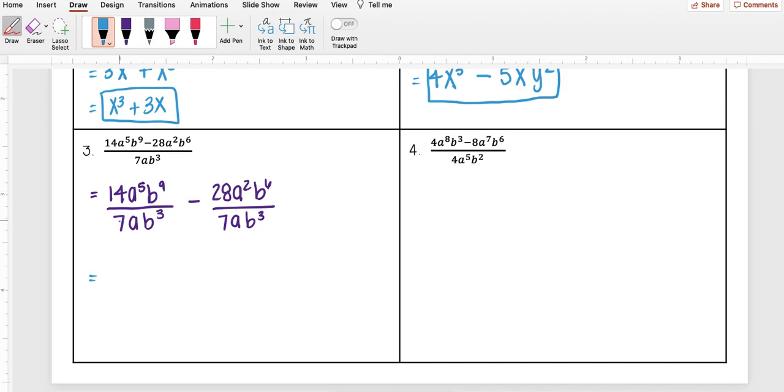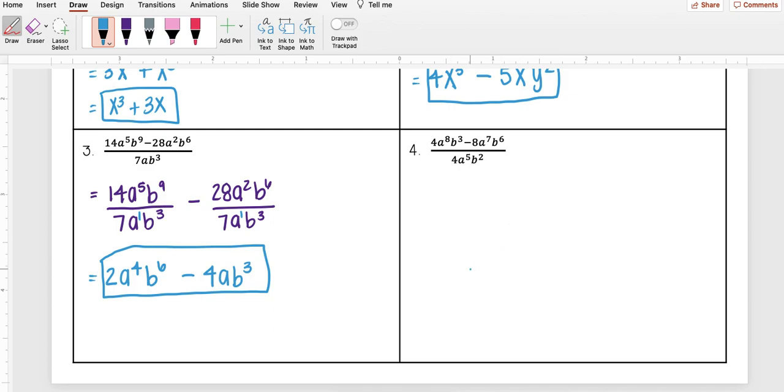So 14 divided by 7, I get 2. A to the fifth divided by a, it's really a to the first, so 5 minus 1, I get 4. So I have a to the fourth. And then b to the ninth divided by b to the third, 9 minus 3, I get b to the sixth. 28 divided by 7, I get 4. A squared divided by a, I really have 2 minus 1, so I get a to the first. B to the 6th divided by b to the 3rd. 6 minus 3, I get 3, so I get b cubed.